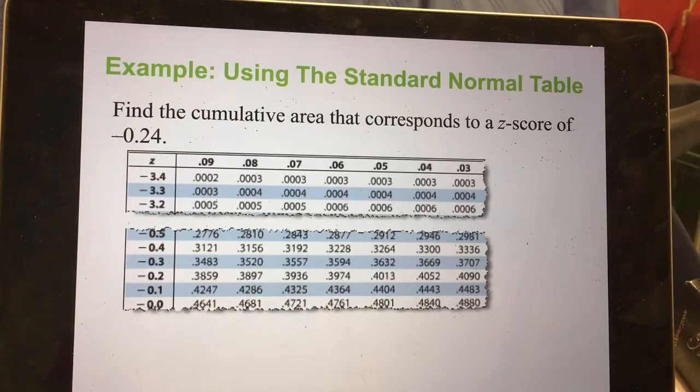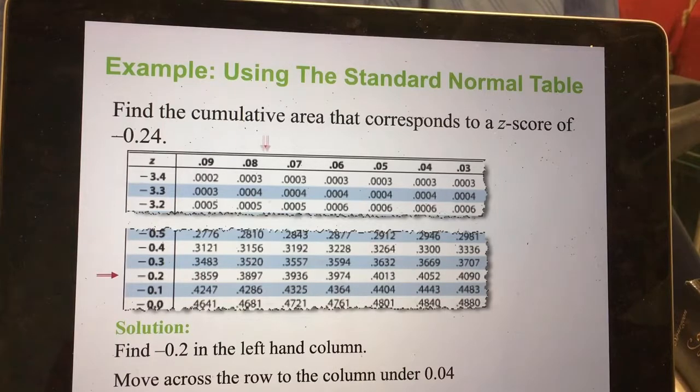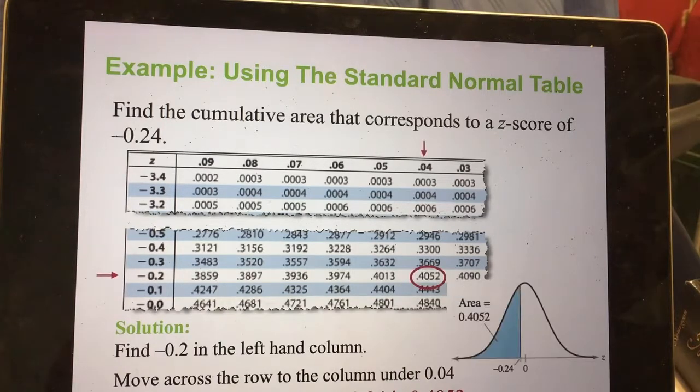So this one, -0.24, we're going to find -0.2, go across to 0.04, and we're going to have 0.4052 to the left.